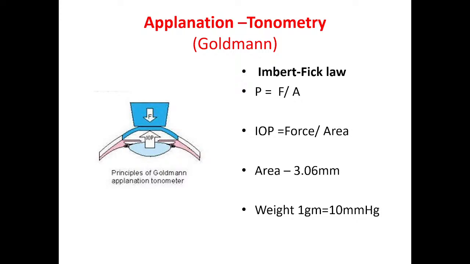This law says that pressure inside a sphere, any sphere, is equal to the force applied divided by the area which is applanated. How much force, how much weight you are applying? We apply the weight over the tonometer by rotating the knob. The area applanated by the tonometer over the cornea is 3.06 millimeters, this is standard, and the dial reading of 1, 2, 3 or 1.5 multiplied by 10 gives the reading in millimeters of mercury. That is how we record the intraocular pressure.